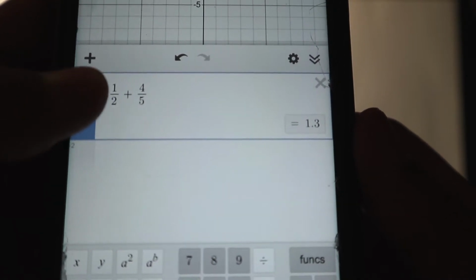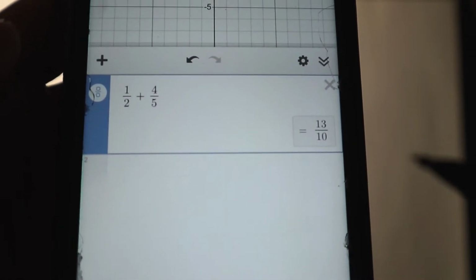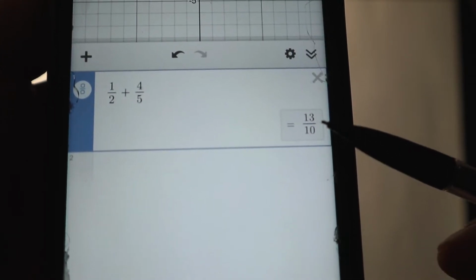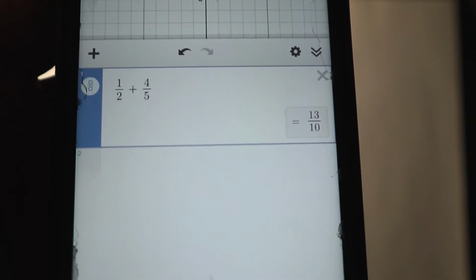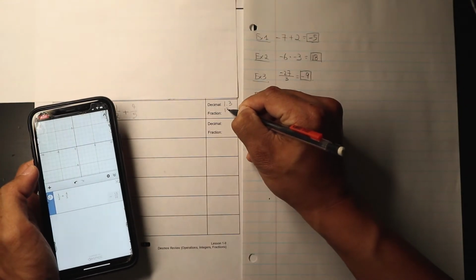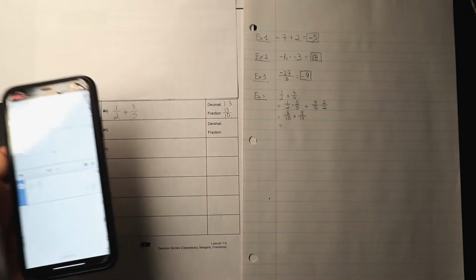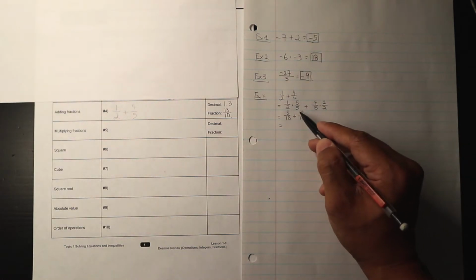All you have to do is click on it, boom, like this, and you see that your answer is in fractions now. What is this fraction here? It is 13 over 10. So you're going to put 13 over 10 as the fraction. I want you to go back here.